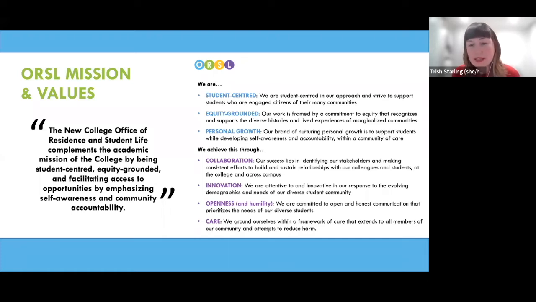Embedded in that is always thinking about equity and thinking about how different people need different things. And so always considering that when we do any type of program or opportunity, and making sure that that is a driving force to ensure that all are included in the best way possible.